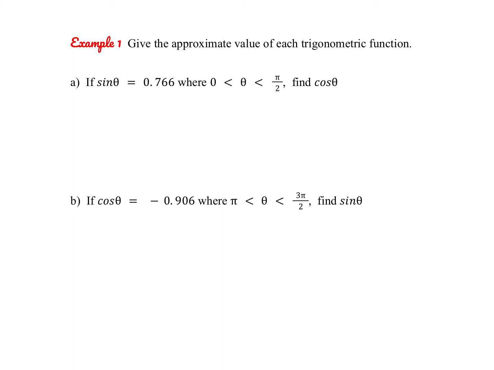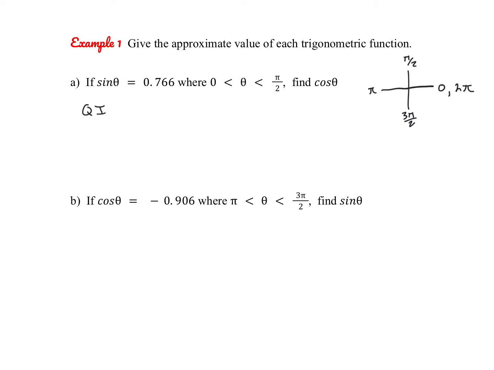When they tell us that theta is between 0 and pi over 2, remember in radians, this is 0, this is pi, so this is pi over 2, and this is 3 pi over 2, and we would also call this 2 pi. It's a coterminal angle. So when they say that theta is between 0 and pi over 2, what we're saying is that this angle is in quadrant 1. So why do we care which quadrant it's in? Because we need to know if our answer here should be positive or negative.